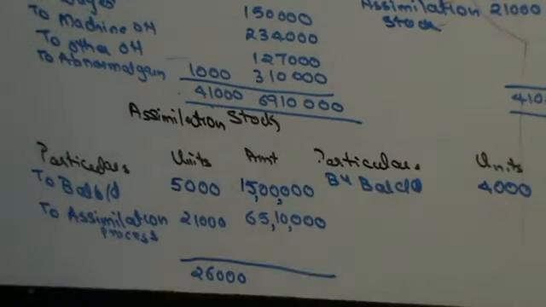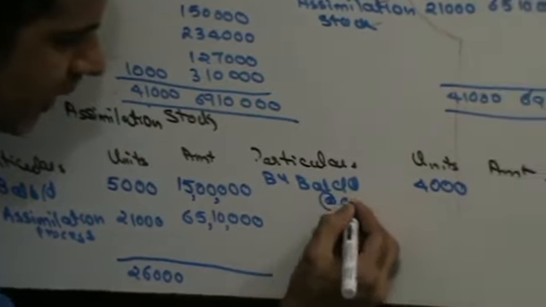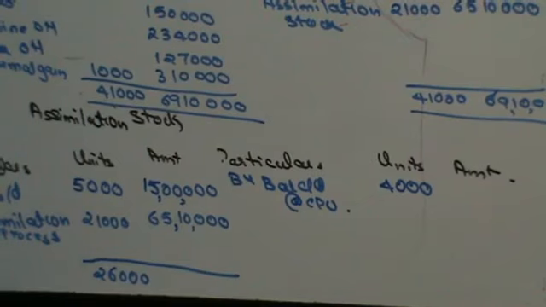Okay, here closing stock we do not have the amount. I already told you that closing stock is to be calculated at the rate of CPU. We have calculated the CPU for assimilation process as 310. So 4000 into 310 will give you 12 lakh 40,000.